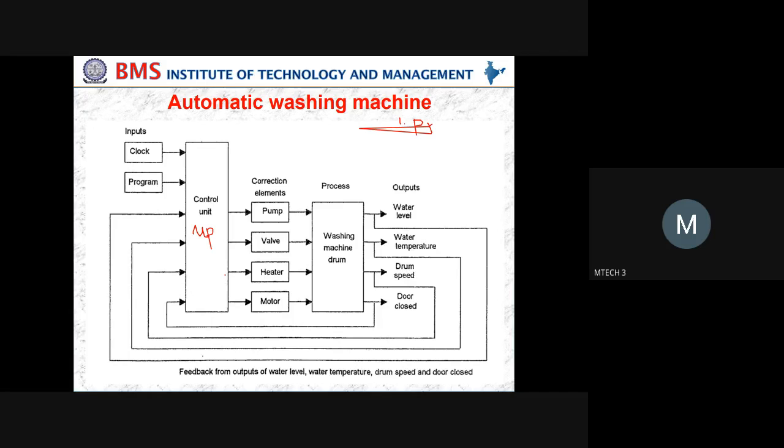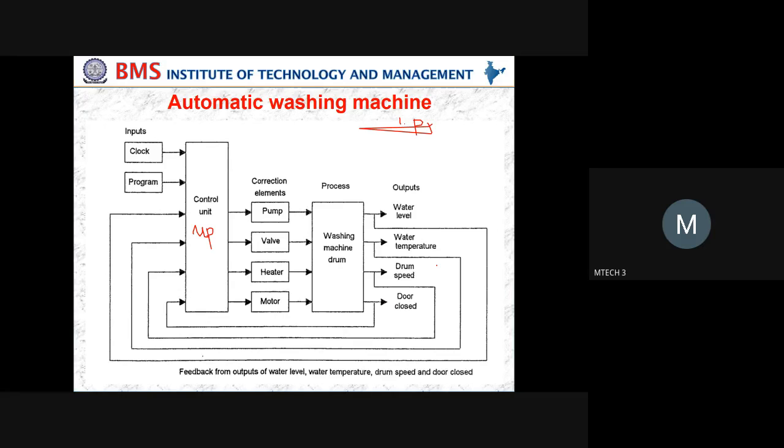Here the controller is going to be a microprocessor or a microcontroller. The correction elements are: pump is an actuator, valve is an actuator, heater is an actuator, motor is another actuator. What you are controlling is some action within the washing machine drum. Now what are all the output levels? Water level, water temperature, drum speed, door closed. So all that you are going to check.